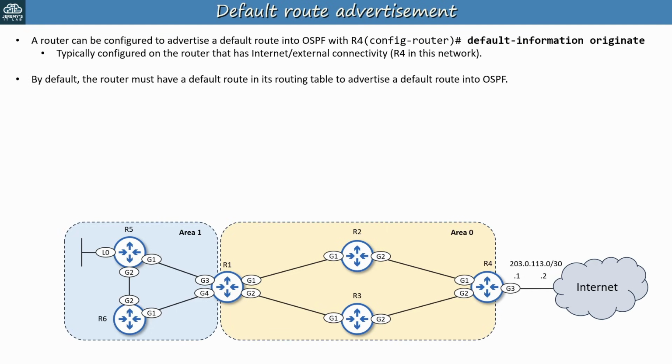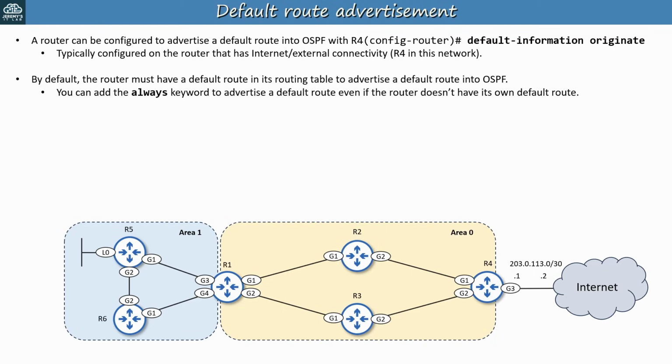By default, the router must have a default route in its routing table to advertise a default route into OSPF. So if we don't configure a default route on R4, it won't advertise one even if we configure default-information originate. But you can add the always keyword to the command to advertise a default route even if the router doesn't have its own default route.